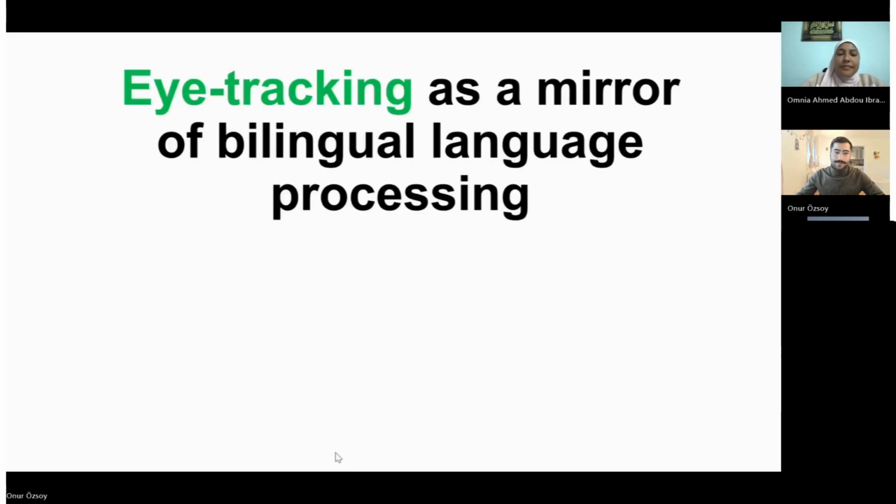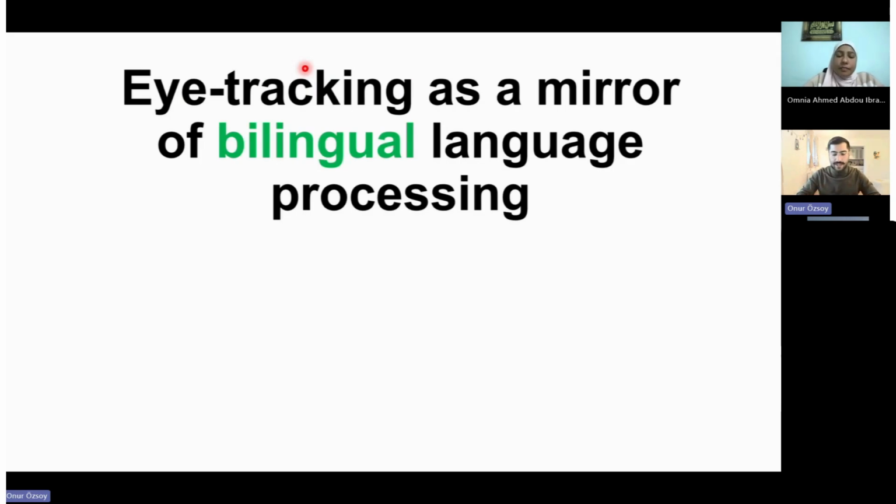I want to split the talk into three parts, as Omnia was saying, to make it easier to comprehend, but also to see that there are different aspects in it. The first one is eye tracking. So we'll talk about eye tracking as a methodology. Then eye tracking as a mirror of bilingualism. So we'll talk about bilingualism.